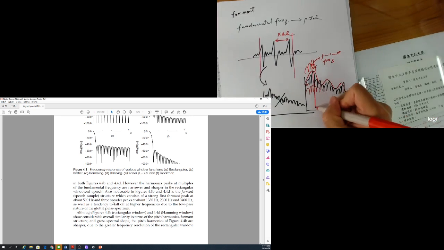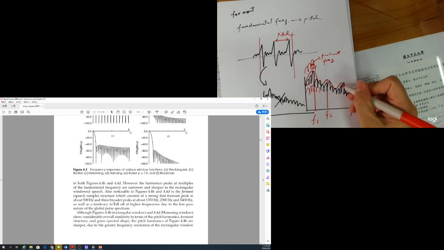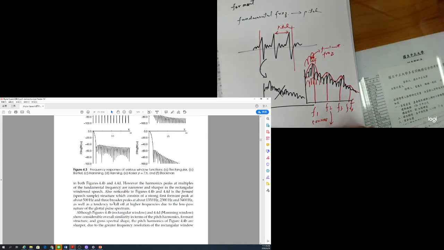So this one is your formant 1. This one is your formant 2. This one is your formant 3, and this one will be your formant 4. So you're talking about this formant 1 is around 500 hertz. This one is close to 1050, so 350. This one is 2300 hertz. And this one will be 300.